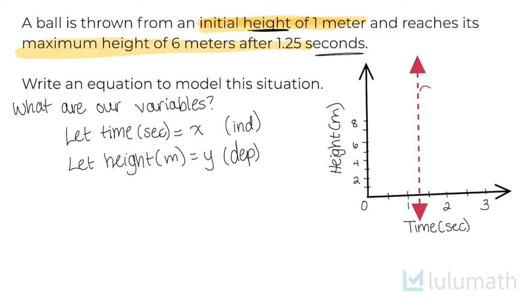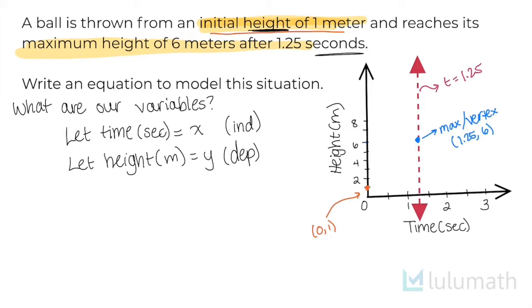And this line right here represents the time of 1.25 seconds where my ball will reach its maximum height. And that maximum height occurs at 6 meters. So this point represents my maximum or my vertex, and the point is (1.25, 6). Now, I also know it has an initial height of 1 meter. At the beginning, when it was initially thrown, my ball starts at 1 meter. So this is the point (0, 1) because this happens at 0 seconds.